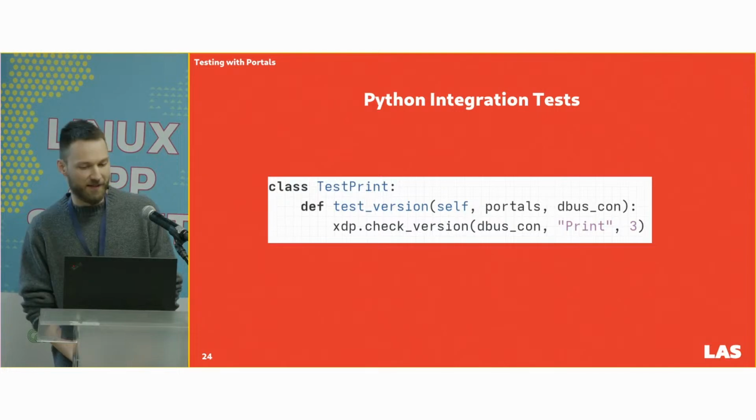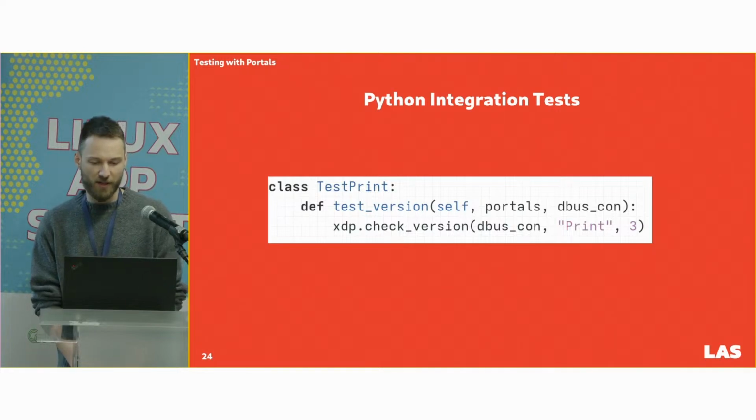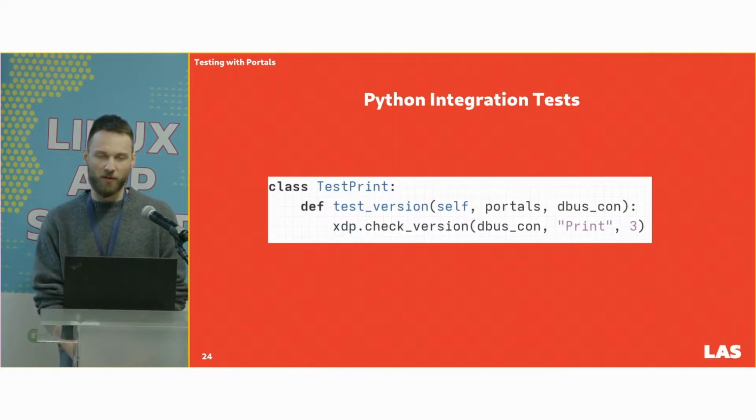Interesting part about this is that the arguments to the test version function are fixtures, so they come from our test harness. For example, the fact that the second argument is portals means that we are spawning XDG desktop portal, and dbus_con is like a mocked or nested D-Bus session on which we spawned the portal, which means that check version can then do the D-Bus calls on this nested D-Bus connection where we have spawned the portal, and check the version.